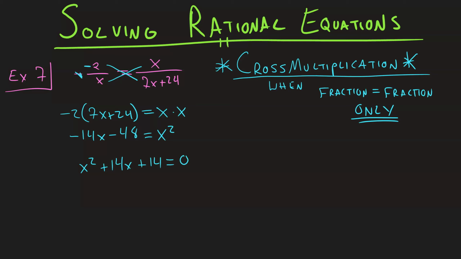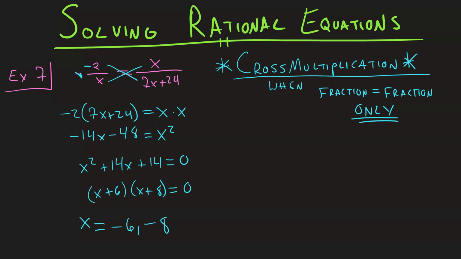And this is actually factorable. I can factor this to x plus 6 times x plus 8 equals 0. And using the zero product property, I know that x is either equal to negative 6 or negative 8.